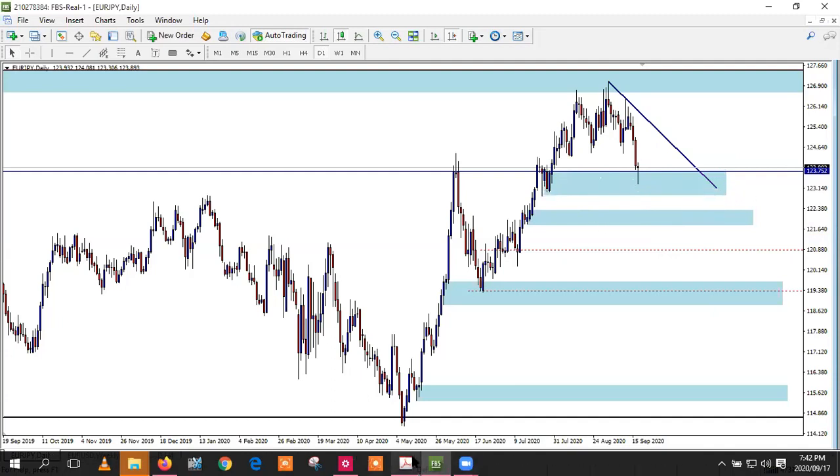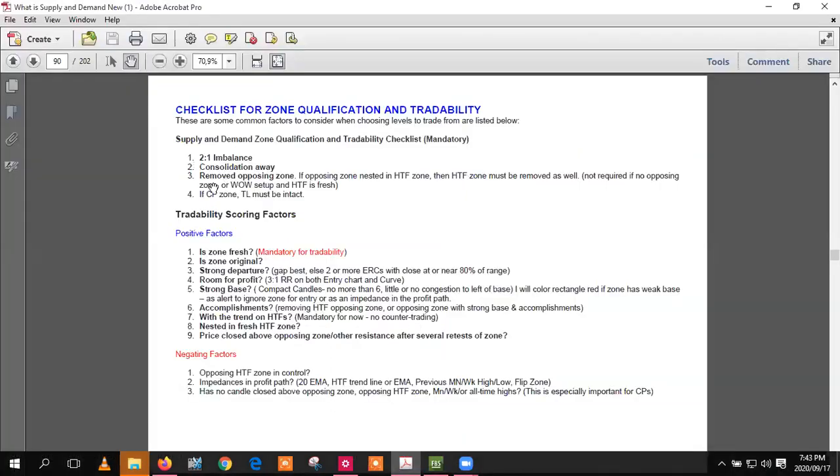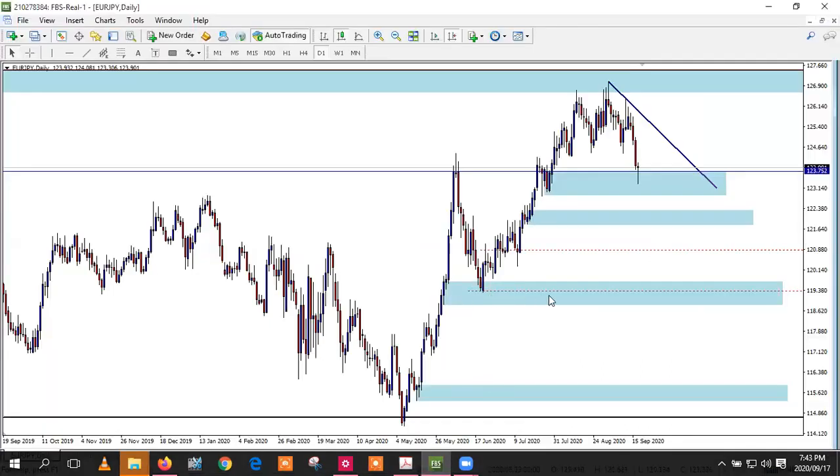Again, you need to check these points. Check if the zone that you want to trade on has a 2:1 imbalance. Check if it's consolidated away from the base. Check if it has removed an opposing zone. You check all these points. Is your zone fresh? For example, if you have a demand zone here, you can no longer trade on this demand zone because it's no longer fresh.